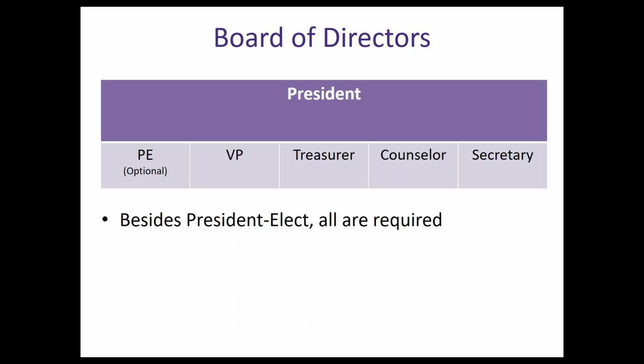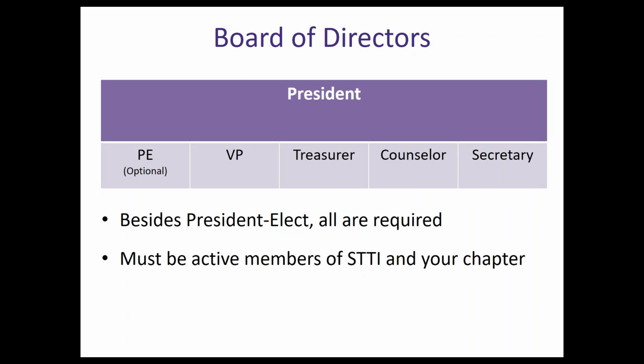So everyone that you see on the screen here, besides the president-elect position, are required according to the bylaws. So every chapter has to have a president, vice president, treasurer, counselor, and secretary. And even though the president-elect is not required, the bylaws do allow for you to have that position. It is listed as optional. If you do have someone serving in that position, they would then become a member of the board of directors.